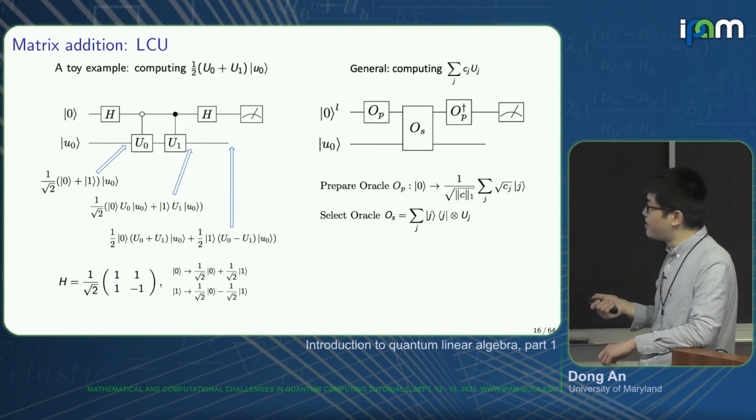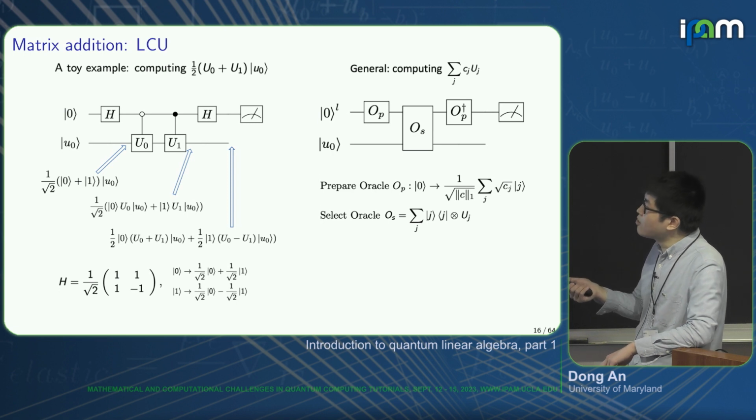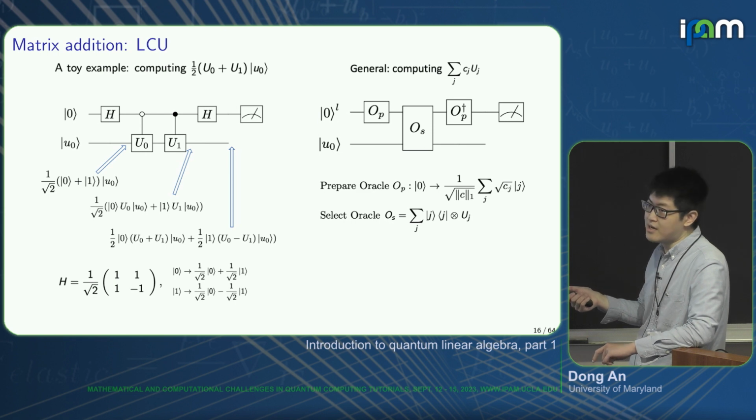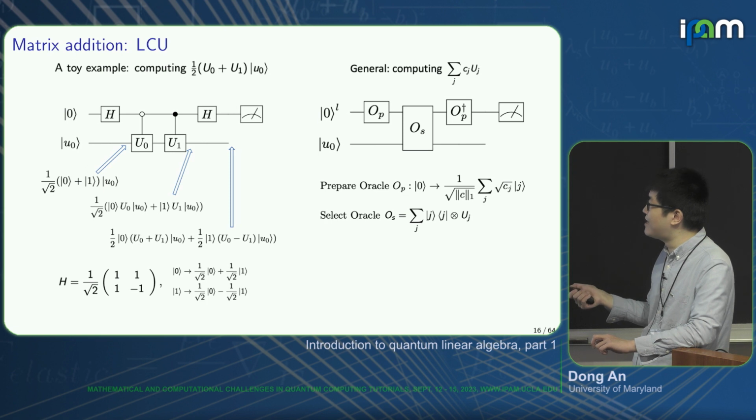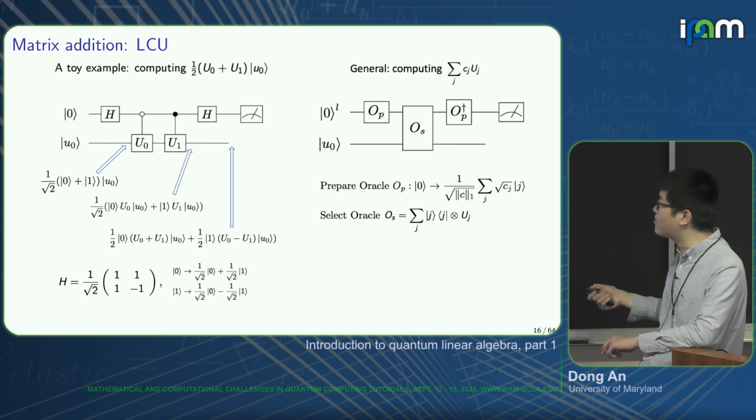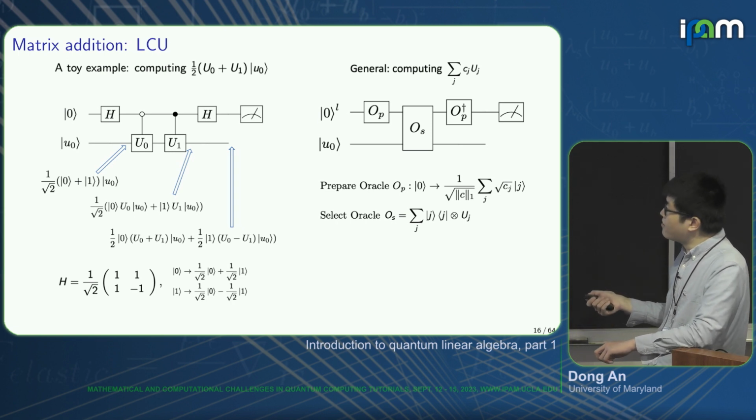So this is like the prepare oracle. And if you go back to the toy example, this Hadamard gate is actually acting as the role of this prepare oracle in the general case, because on the left-hand side, our Cj's are C0 equals C1 equals half, and what we need is to map 0 to 1 over square root 0 plus 1 over square root 1, which is exactly this Hadamard gate. So yeah, this is for the prepare oracle.